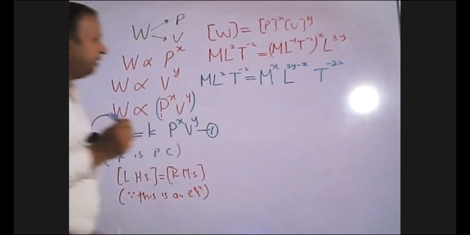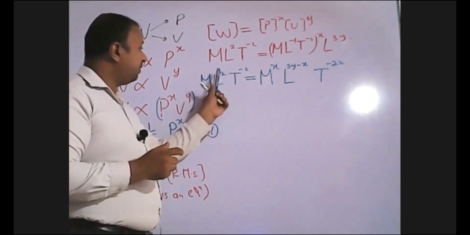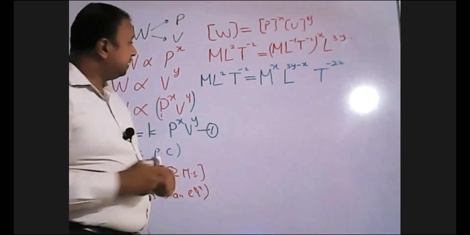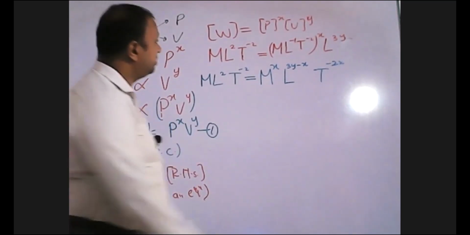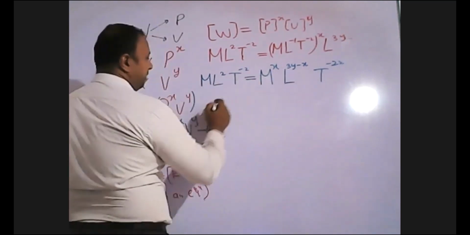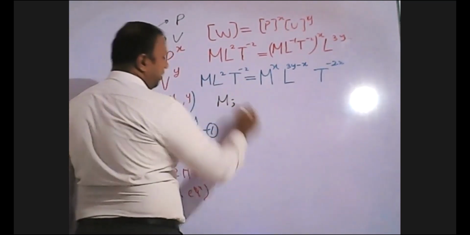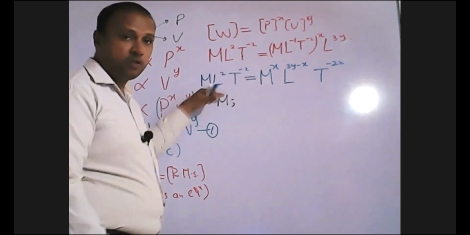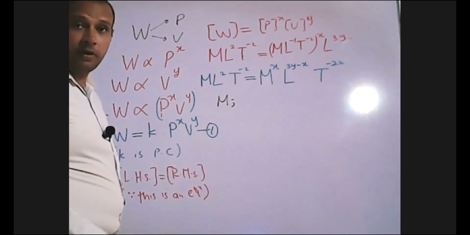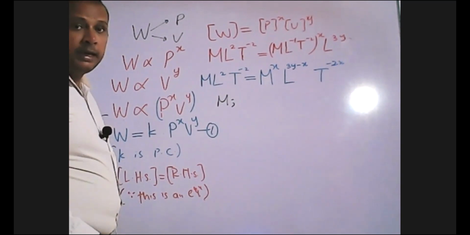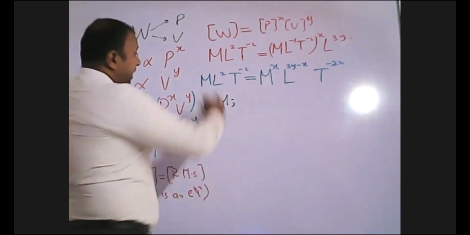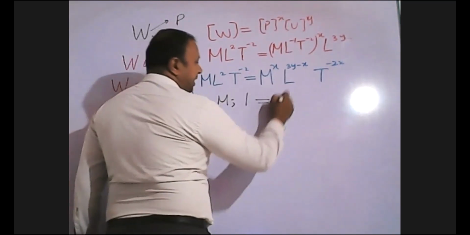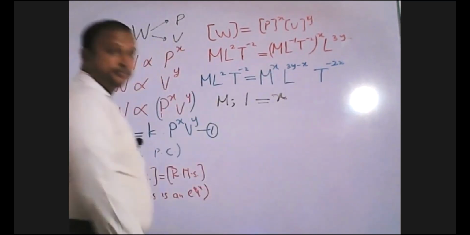Then I have simplified this equation. Now I can equate powers of same bases. The easiest one is M. As this is an equation, powers of same bases should be equal on both sides. LHS power of M is 1. RHS power of M is X. So X is equal to 1.